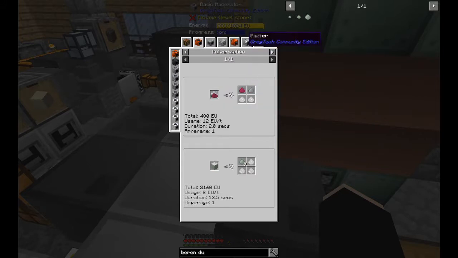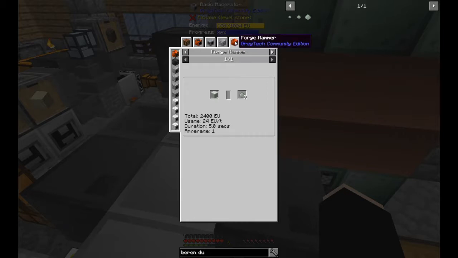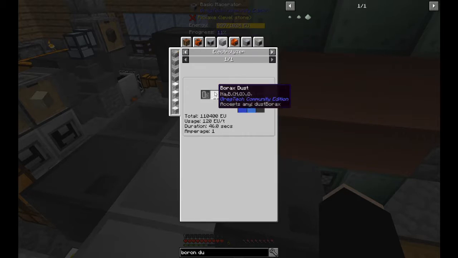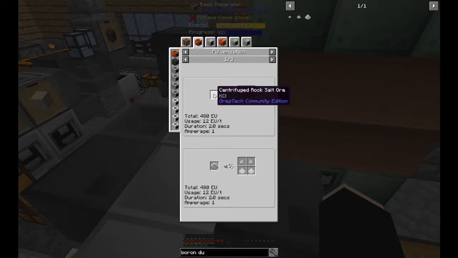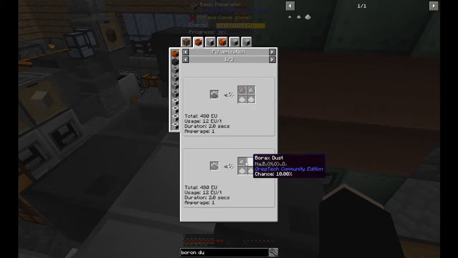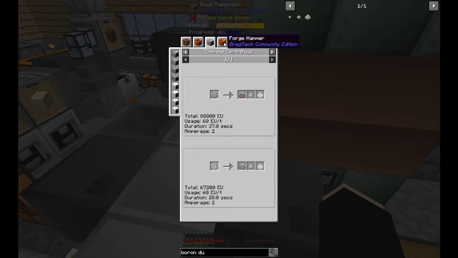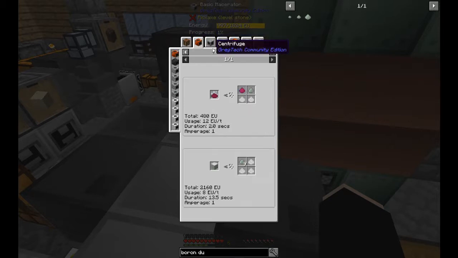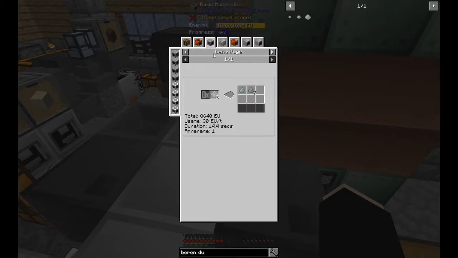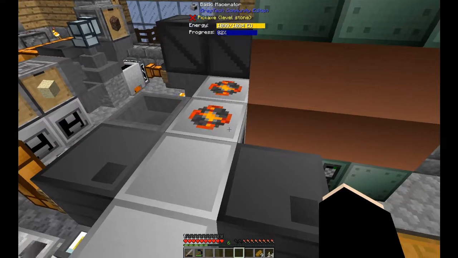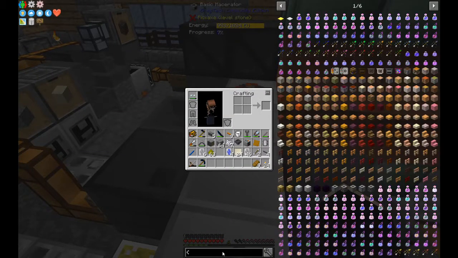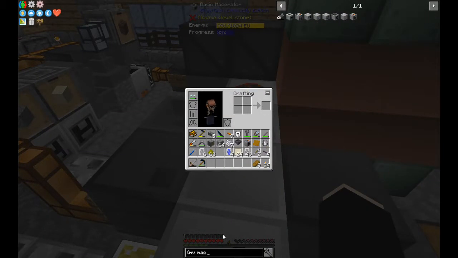So I would have to probably make the borax dust. Rock salt. Oh, interesting. But also secondary output. I would need to make, I think I need to make the second tier medium voltage macerator to get secondary output, right?